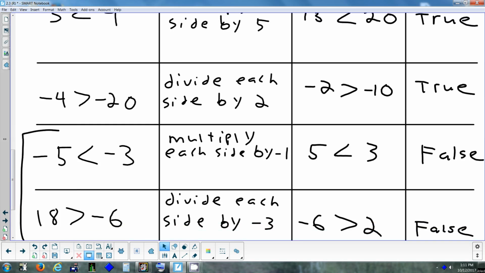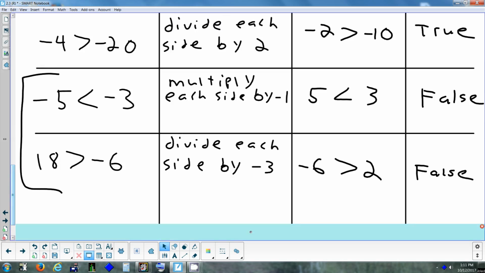See, yeah? The ones that are true are multiplied or divided by a positive, and the other ones are by a negative. Exactly. Did everyone hear what Madison just said? She said that when you multiplied or divided by a negative, that's when we ran into a problem.